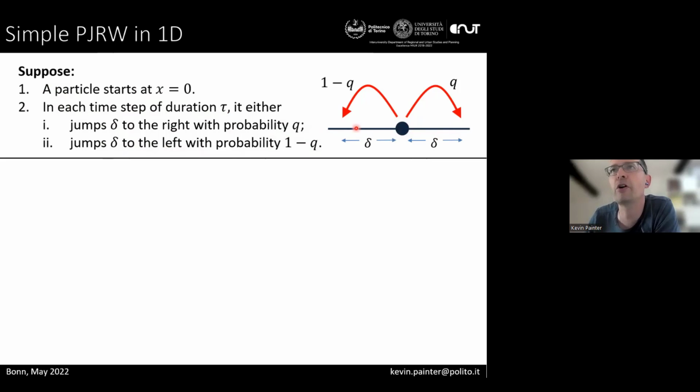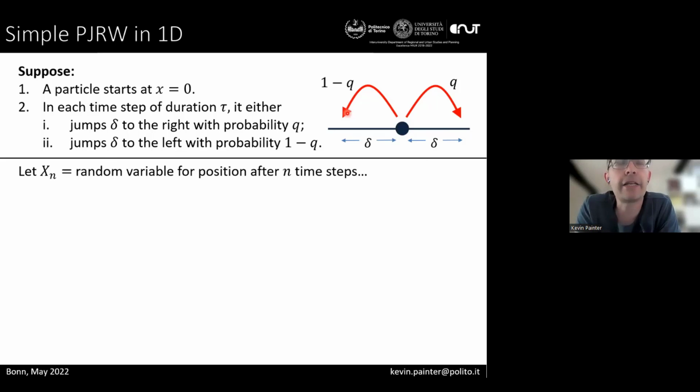It can only move along this one-dimensional lattice. It can only move in steps of length delta. Starting from some position, it will jump right with probability q. It will jump left with probability 1 minus q. Okay. This is about as simple as we can frame this sort of problem.